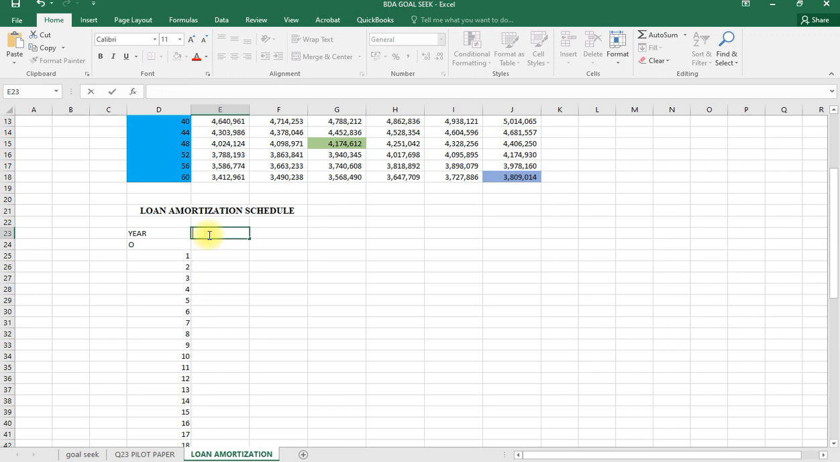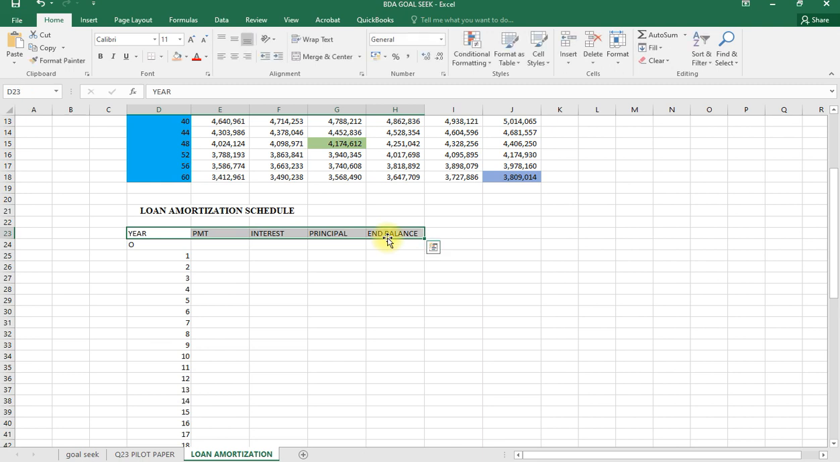or I'll call it the PMT. What we are paying per month. We shall get our interest, and we shall get our principal, interest, our principal, and our end balance, or running balance.